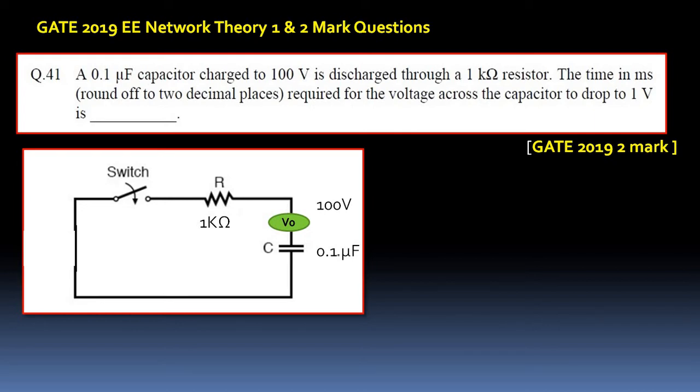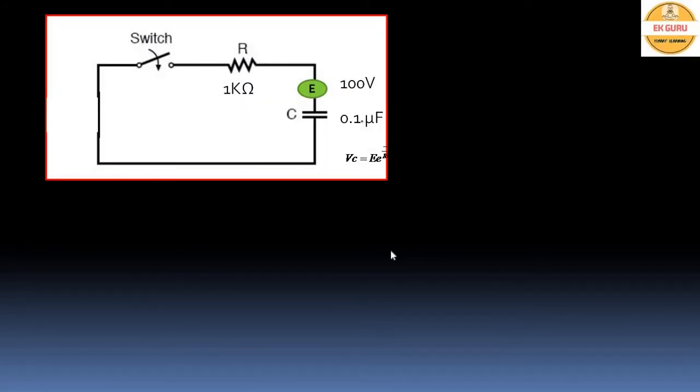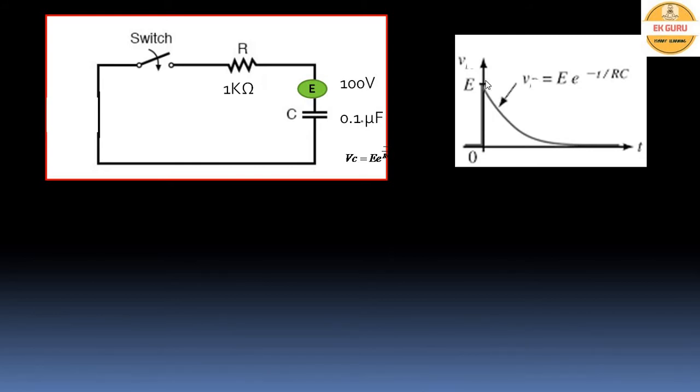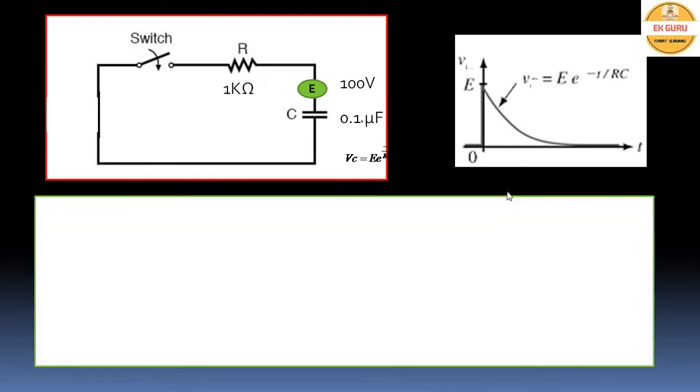We can see here the capacitor initially charged to 100 volts. If the switch is closed, then the capacitor dissipates the stored energy to the resistor, and the voltage across the capacitor drops. This graph indicates the voltage falling exponentially across the capacitor from 100 volts to 0 volts, but he is asking at what time the voltage across the capacitor will be 1 volt.